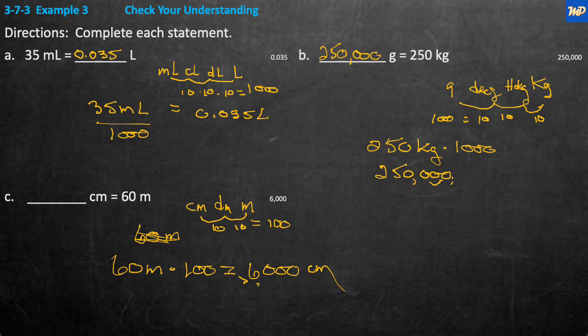Okay? 6,000 centimeters. There's 100 difference between centimeters and meters. So if we went from this point over 2, you see you're back to the 60. We went to the right by multiplying up. If we divided back, we'd be back at the 60. Okay?